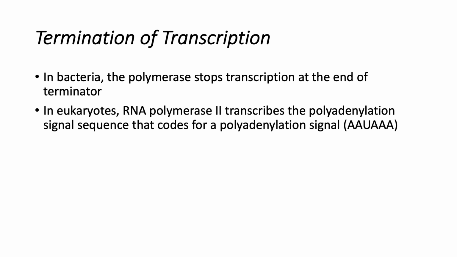The mechanisms of termination are different in bacteria and eukaryotes. In bacteria, the polymerase stops transcription at the end of the terminator, and the mRNA can be translated without further modification. However, in eukaryotes, RNA polymerase transcribes the polyadenylation signal sequence that codes for a polyadenylation signal, which is composed of the nucleotides AAUAAA, and then the RNA transcript is cut free by proteins past this polyadenylation signal.